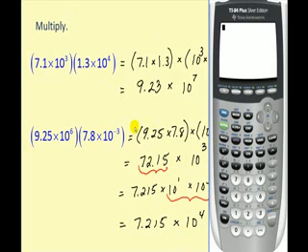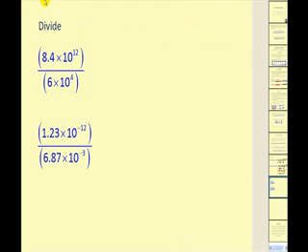To check this on the graphing calculator, we can open a set of parentheses, type in 9.25. If we press second comma, this capital E stands for scientific notation. Then we type in the exponent on the 10, and the same for the second, 7.8, second comma, and then -3. Close the parentheses, hit enter. Now the answer is in decimal form, but we can see that if we convert this to scientific notation, it would match our answer. Let's go ahead and try a couple division problems.